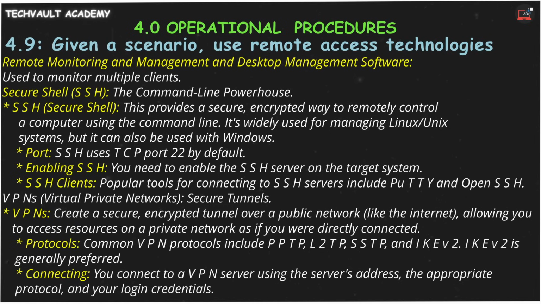VPNs, virtual private networks. Secure tunnels. VPNs create a secure encrypted tunnel over a public network, like the internet, allowing you to access resources on a private network as if you were directly connected. Protocols: common VPN protocols include PPTP, L2TP, SSTP, and IKEv2. IKEv2 is generally preferred. Connecting: you connect to a VPN server using the server's address, the appropriate protocol, and your login credentials.